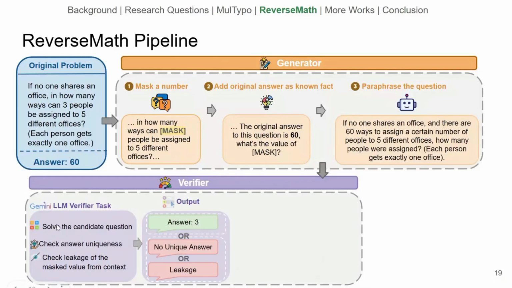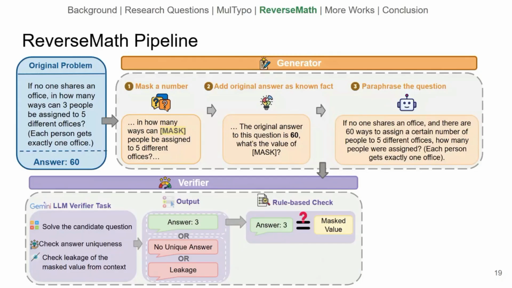Then, based on these 3 tasks, the verifier will have 3 possible outputs. The first one is to directly give the answer to the new question. And we will apply a rule-based check to compare the predicted answer with the masked value, because with this paraphrase, they should be exactly the same if we do the rewriting correctly.